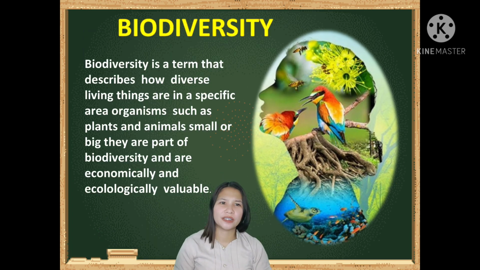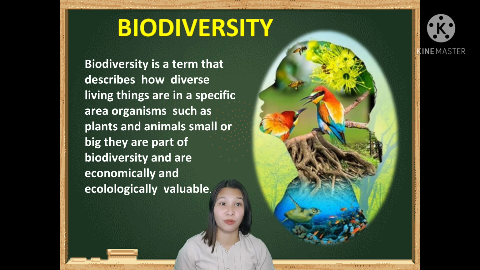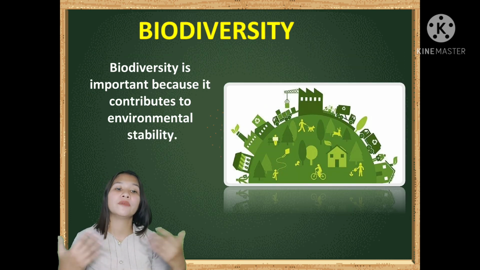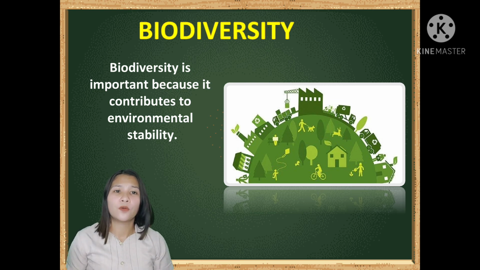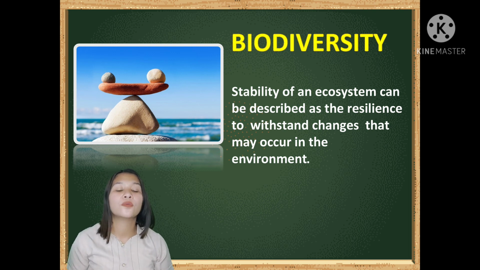What is biodiversity? Diversity is the term that describes how diverse living things are in a specific area. Organisms, such as plants and animals, small or big, are part of biodiversity and are economically and ecologically valuable. Biodiversity is important because it sustains the balanced flow of organisms in an ecosystem. Biodiversity is important because it contributes to environmental stability, where stability of an ecosystem can be described as the resilience to withstand changes that may occur in the environment.